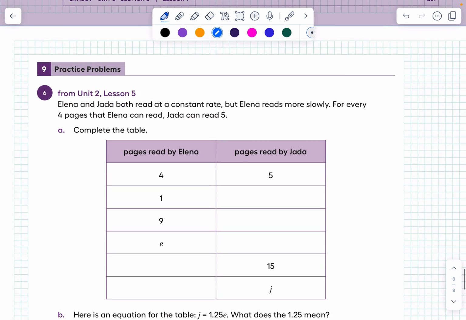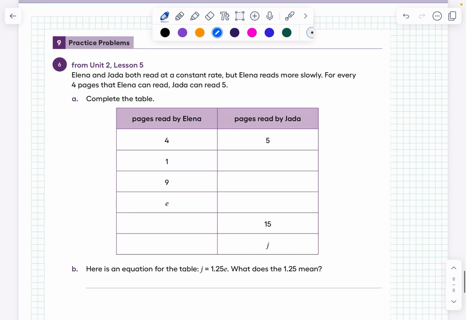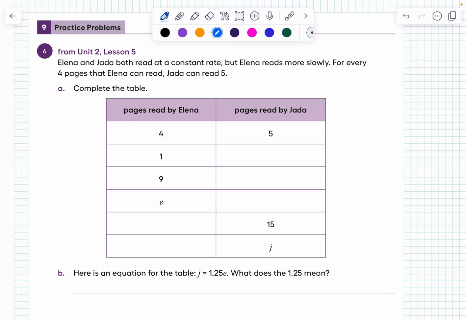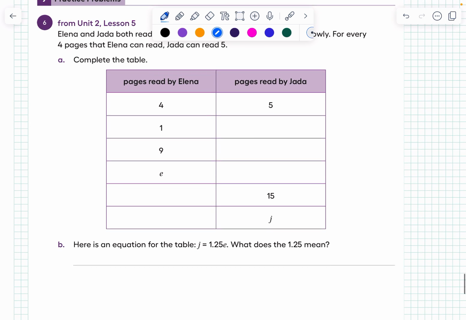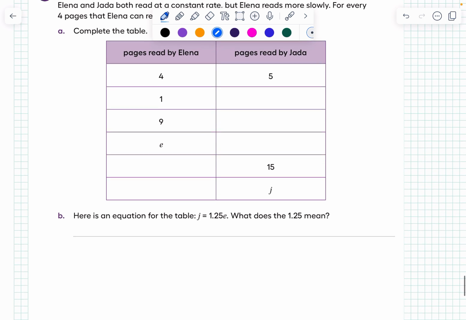Whew, okay, last problem. Elena and Jada both read at a constant rate, but Elena reads more slowly. For every 4 pages that Elena can read, Jada can read 5. Complete the table. Here's an equation for the table: J equals 1.25E. What does the 1.25 mean?